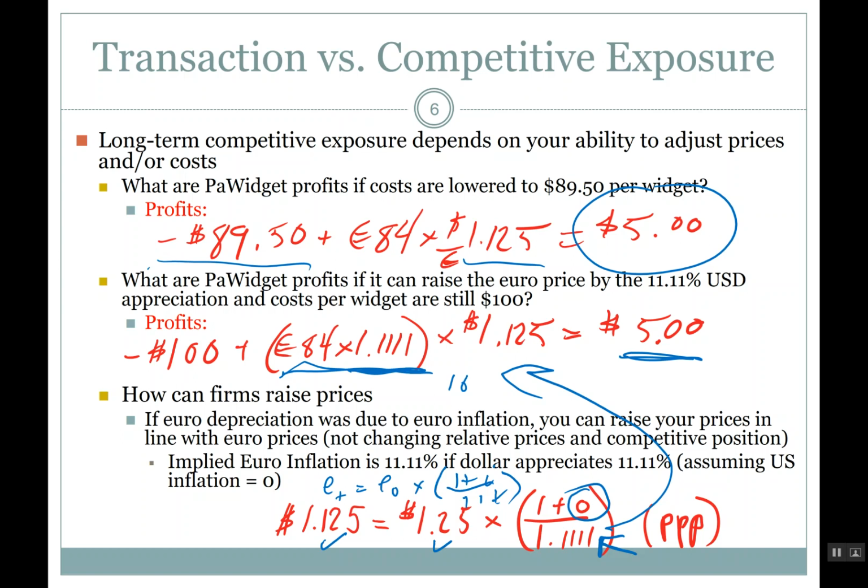Right? So for the PA widget example, I can't tell you just because the euro devalued 10% and the dollar was up 11%, I can't tell you whether anyone's at an advantage or disadvantage. I first have to see what happened to overall prices. And in the long run, we just say by definition, the long run is defined by the ability to change prices in production.